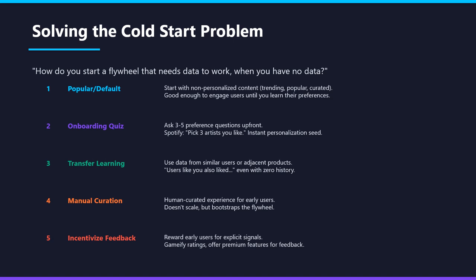Solution 3, transfer learning. Use data from similar users, like users like you also liked, works even with zero individual history. Collaborative filtering can bootstrap personalization from day one if you have enough other users, okay.